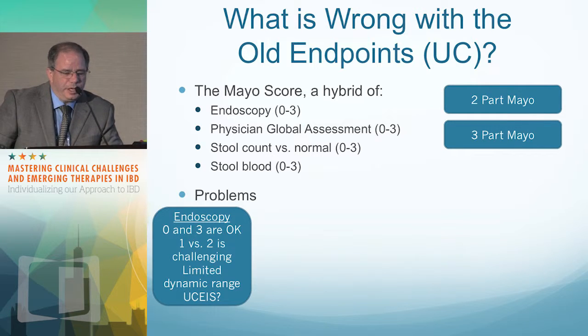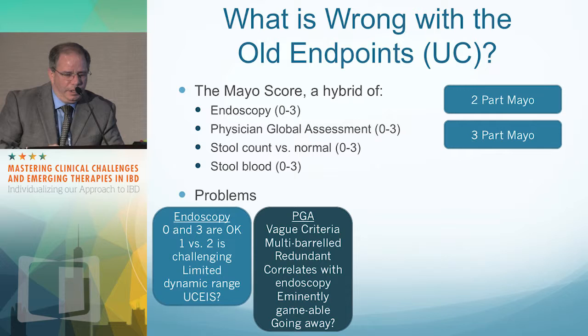And there's limited dynamic range, and there may be a new instrument coming, the UCEIS, which may help a bit in this area. The physician global assessment is a bit vague. There are up to 7 or 8 criteria depending on the trial. It's multi-barreled. There are multiple things the physician is supposed to keep in mind, and it's a bit redundant. It correlates highly with endoscopy. And in terms of clinical trials, it's eminently gameable.